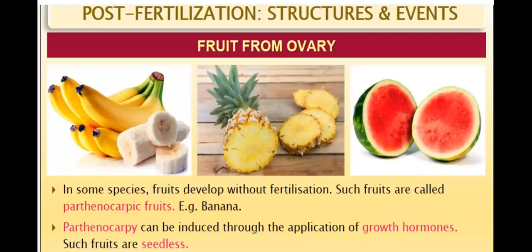In some species, fruit develops without fertilization. Such fruits are called parthenocarpic fruits. Example, banana develops without fertilization. So they are parthenocarpic fruits. Parthenocarpy can be induced through application of growth hormones. Such fruits are seedless. These are the seedless watermelon, seedless pineapple. They are also parthenocarpic fruits.